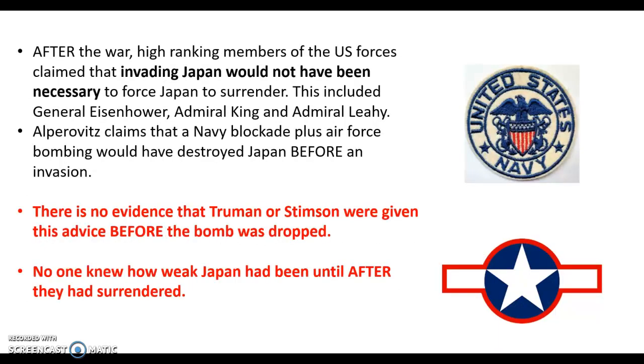Now, Stimson and Truman didn't know that, of course, when they were making the decision. After the war, high-ranking members of the US forces said exactly that. They said that by bombing Japan and by having a naval blockade on Japan, Japan would have been forced to surrender even without the dropping of the bomb. So they're basically saying, look, the war would have been over before we dropped the bomb anyway. We've got no evidence that Truman or Stimson knew this before the bomb was dropped. No one knew how weak Japan had been until after they had surrendered.